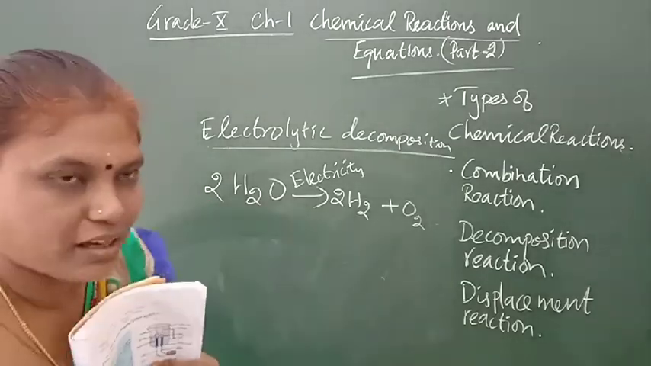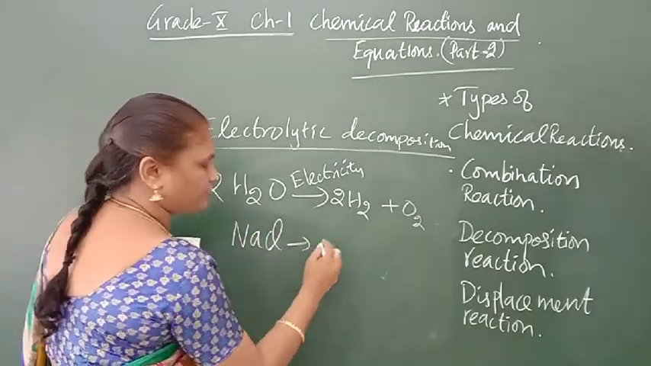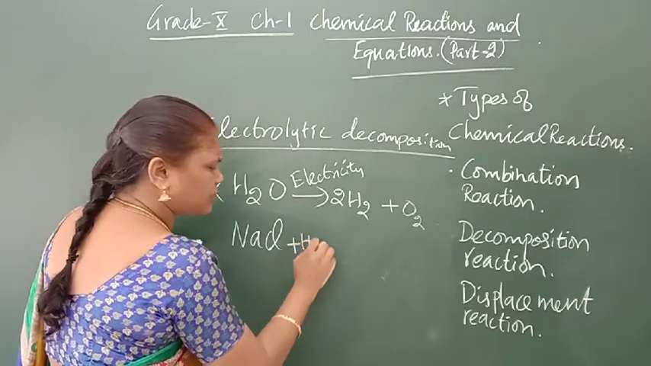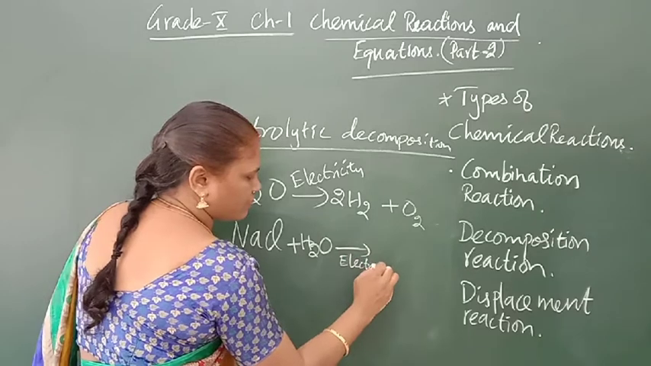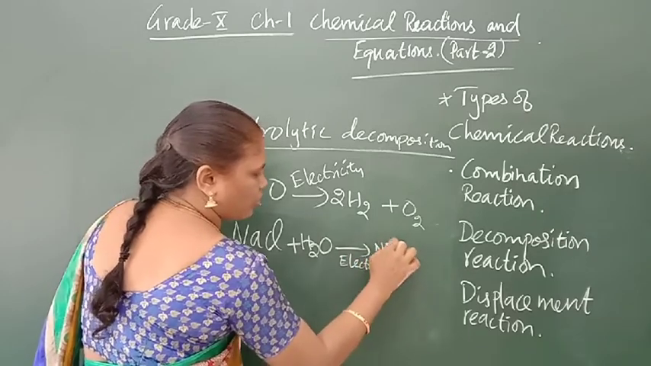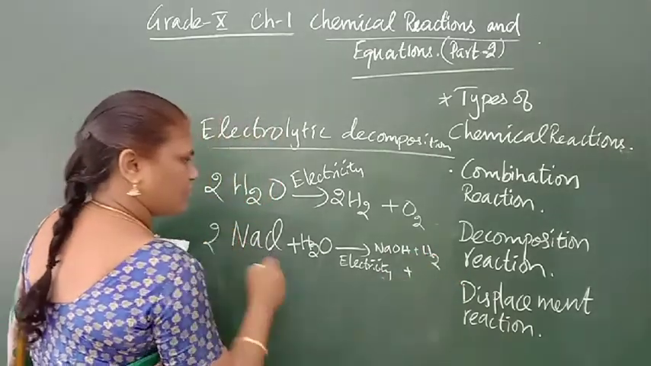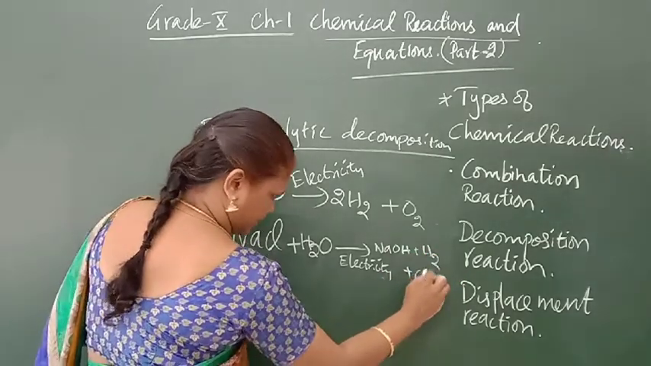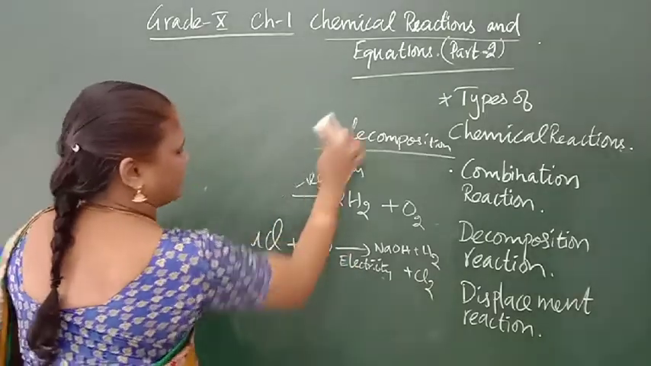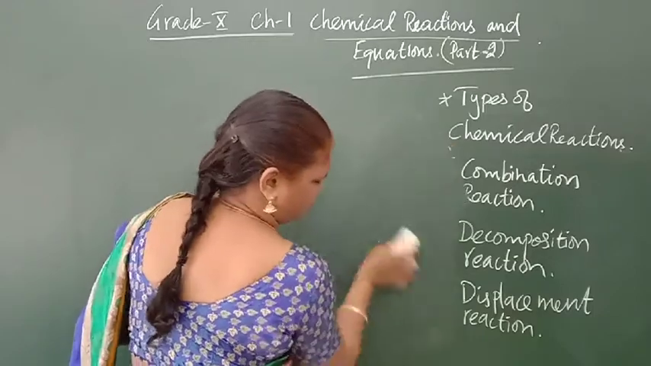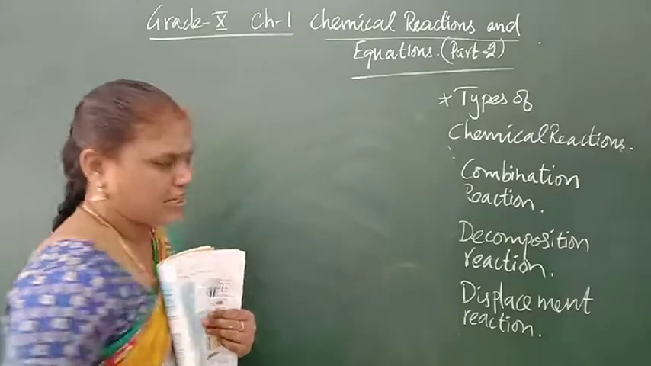And you can write the electrolysis of sodium chloride also. So sodium chloride plus water, in the presence of electricity, gives NaOH plus H2 plus Cl2. This also can be written. These are examples of electrolytic decomposition. Shall we go for the next?